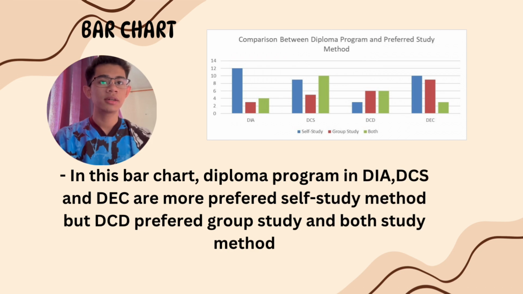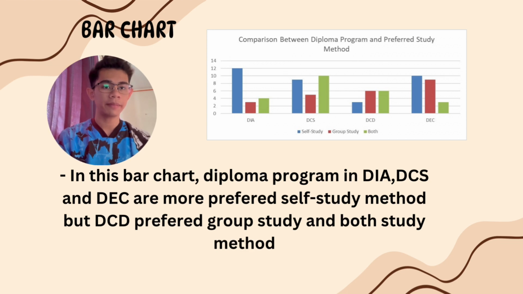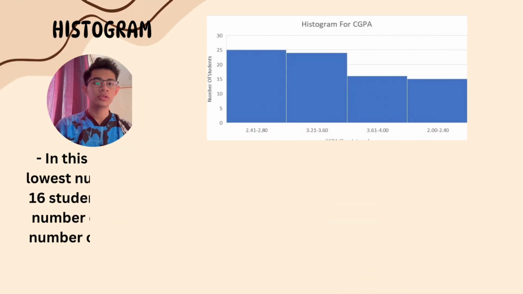Third bar chart, comparison between diploma program and preferred study method. In this bar chart, the diploma programs DIA, DCS, and DEC prefer the self-study method more, but DCD preferred group study and both study methods. Moving on to the next slide.